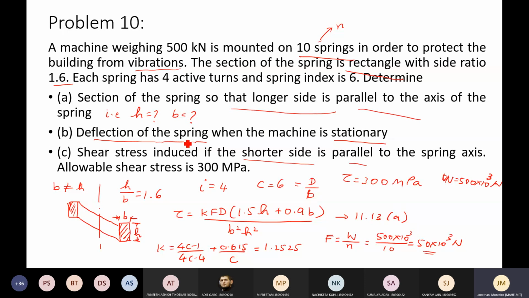When there is vibration, the deflections will be totally different, and it may also be that there are 10 springs placed. In each individual spring, the deflection may also be different depending on how the load is concentrated for that particular instant of time. So we'll not go into those complicated details. We'll just assume that this machine is weighing only 500 kilonewton. It is only to support those 500 kilonewton of static weight.